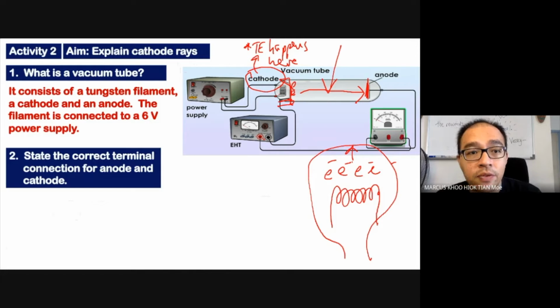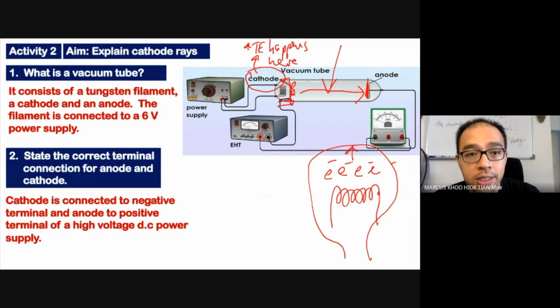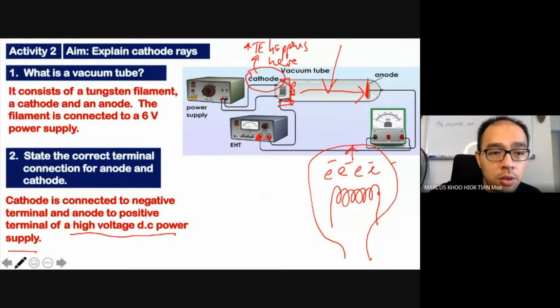Generally, yes, 6-volt power supply. Now state the correct terminal connection for the anode and the cathode. So the cathode is connected to the negative terminal of the vacuum tube. Okay, black here. And the anode is connected to the positive terminal of a high voltage DC power supply.